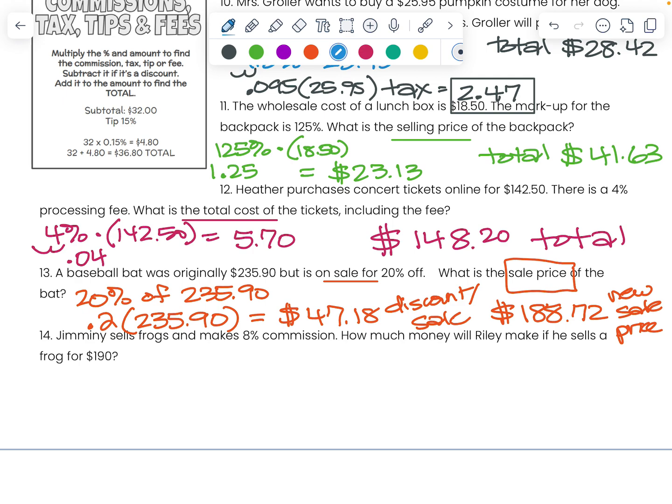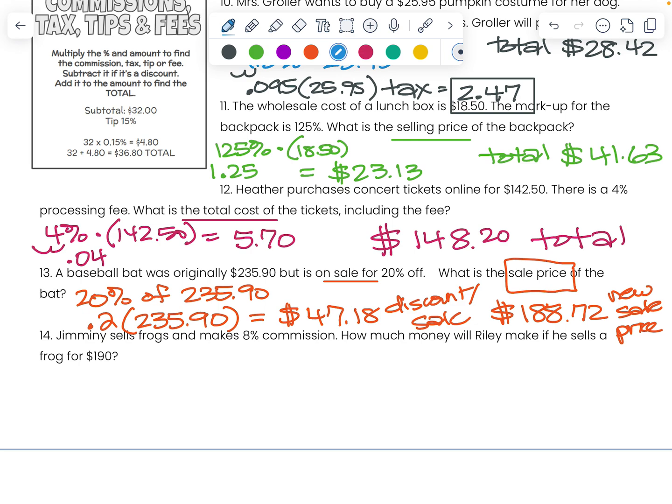So Jiminy Cricket is selling frogs for some odd reason. I got creative. And makes 8% commission. Okay, so kind of like a tip, but we're not going to add it back in. So we're going to take the money that they sold the frogs for, I want to say crickets. How much money will Riley make if she sells a frog for 100?